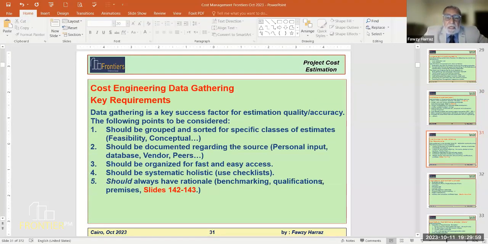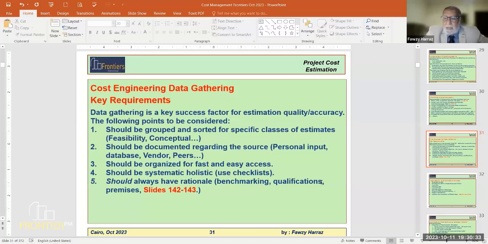So cost engineering, data gathering. We've said before and we repeat that the quality of the cost engineering exercise we're doing, cost estimate, cost benefit, whatever, depends on the data, depends on the input data. The more accurate the data, the more complete the data, the better the quality of the output of the exercise. So the very starting point of any estimating or cost engineering exercise is to see the data. What do I need to develop the exercise?